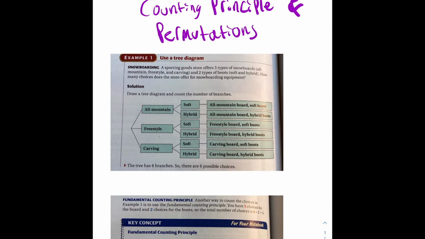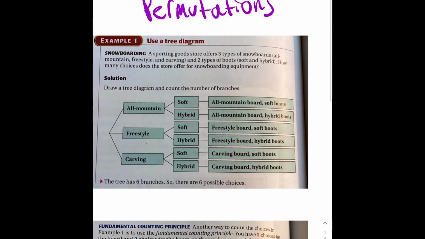So the counting principle kind of works like this, and it's easiest to show using something we call a tree diagram. Let's say that the sporting goods store has 3 different types of snowboards: all mountain, freestyle, and carving, and then 2 types of boots, soft and hybrid. How many choices does the store offer? First, you list all 3 types of snowboards, and then each one of those snowboards gets a possible boot.